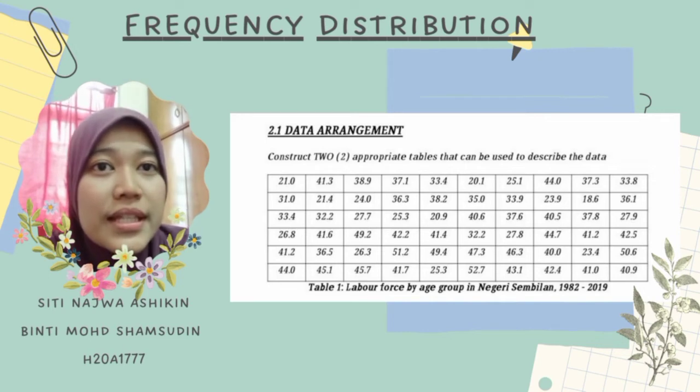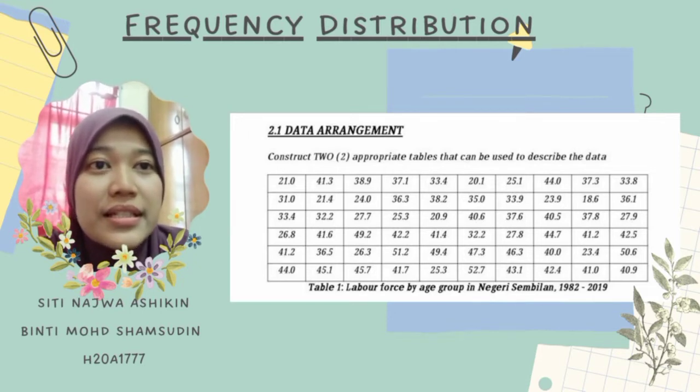So now I would like to share my part, which is data arrangement. As you can see, the data arrangement for the following data set lists the labor force by age group in Negeri Sembilan from 1982 until 2019. The total of data is 60.